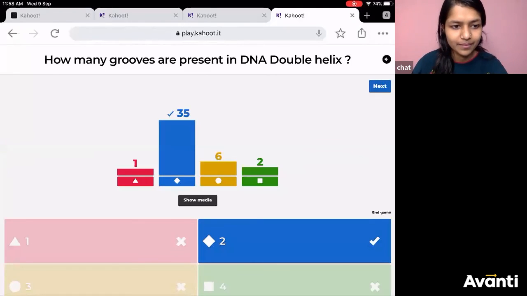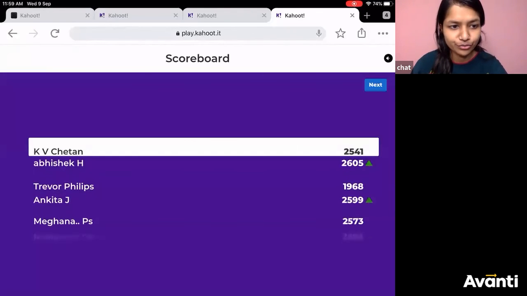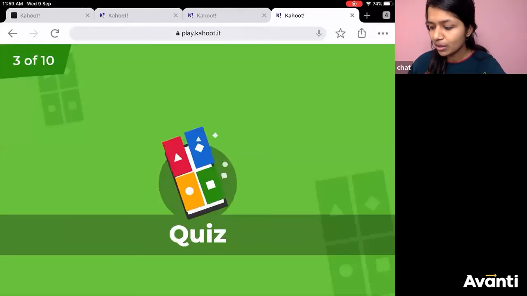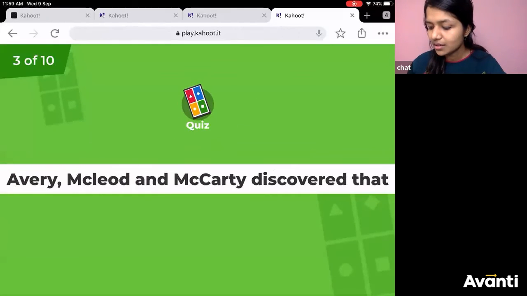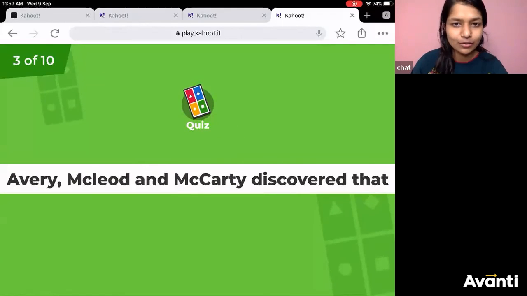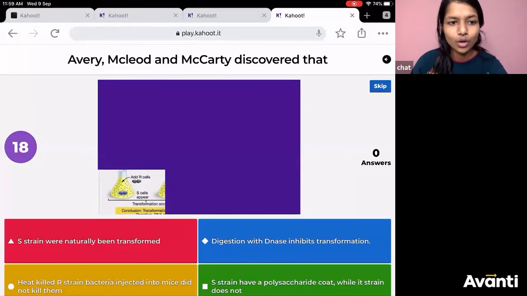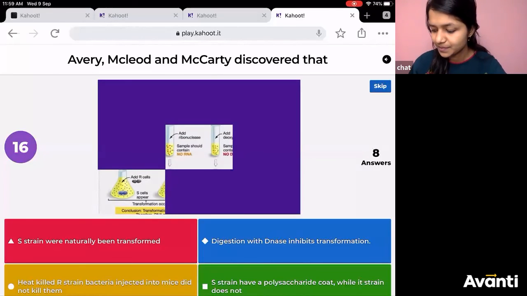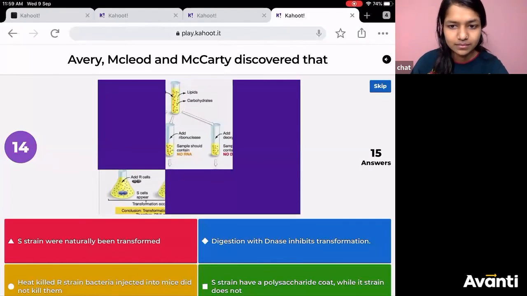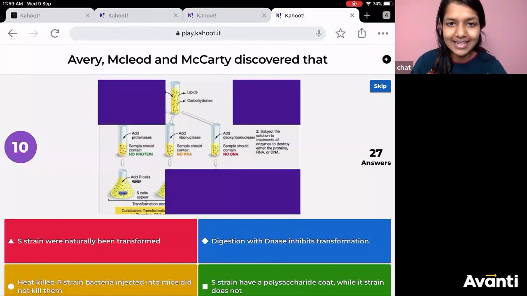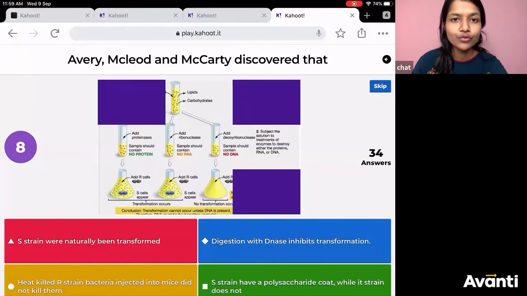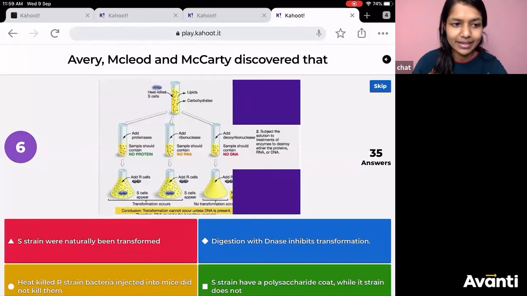Those who were answering it correct, right? What will be the groove? Major groove and minor groove. Yes? So Abhishek has come on top. The other questions? Avery, MacLeod and McCarty, what did they discover? What did they discover? Biochemical nature, right? They had proved the biochemical nature of genetic material. How?